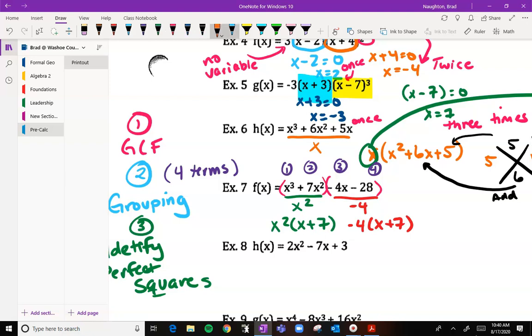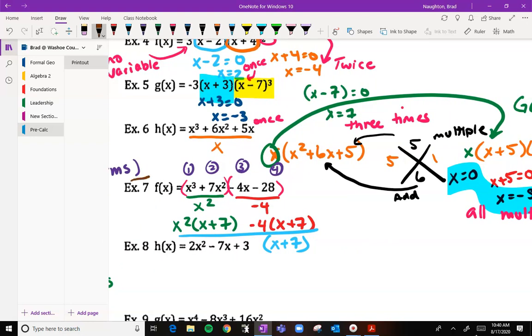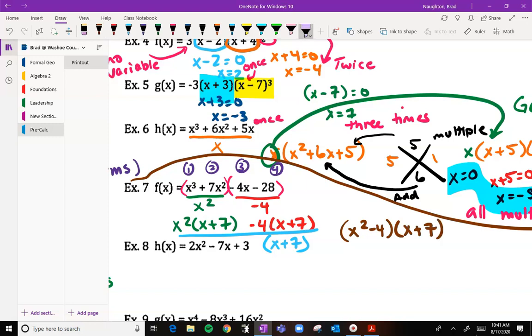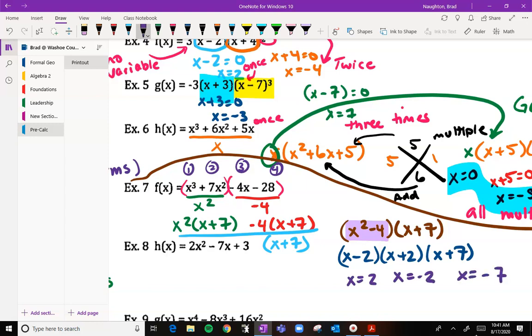Then the finishing touch of grouping is you say that they have a parentheses in common. So this is going to become x squared minus 4 and then x plus 7. Hopefully your spidey sense is going off, because you look at that x squared minus 4 and see that's a perfect square, so we can keep going. The 2 numbers that multiply to make a negative 4, but the middle term will cancel out, are x minus 2, x plus 2. And then that other term comes down. So I get x equals 2, x equals negative 2, and x equals negative 7. Again, all the multiplicity here is going to be 1.